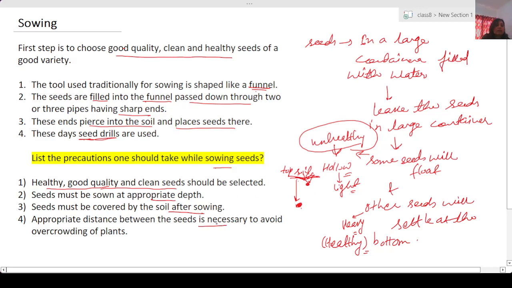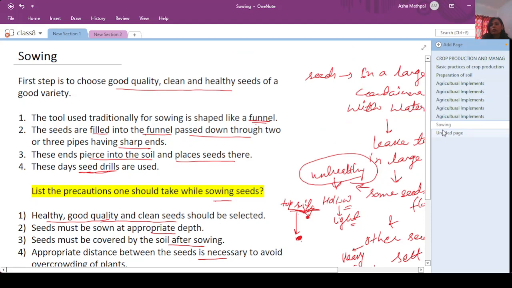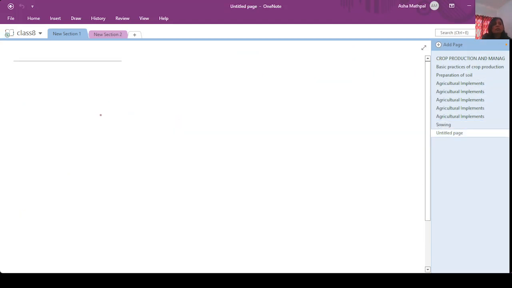Appropriate distance is necessary to avoid overcrowding of the plant. Now, from this step itself, the question comes. So I'll explain this to you. See, distance among the seeds is very important. This is the first seed, this is the second seed, this is the third seed, this is the fourth seed, this is the fifth seed, let us say. Now, take another condition where you have put the seeds very close to each other, like this. These are two different conditions. Here there is a proper distance among the seeds. Here no proper distance is there.